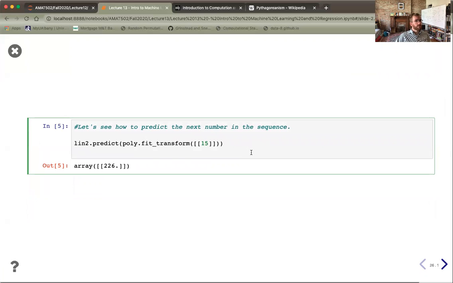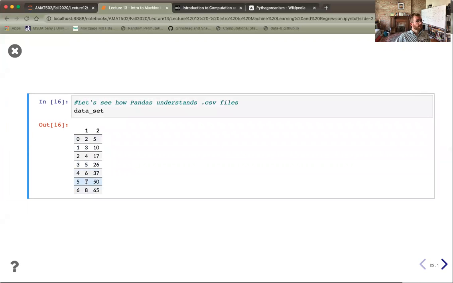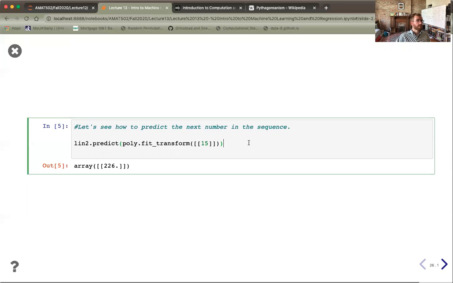Now, what happens when I do this prediction step in my train model predict using pandas, where I've done this transform, and I want to ask, well, what's the next number in the sequence? So if you're paying attention, I had, all right, 7, 8. I can see what happens when I plug in x equals 15. Tells me it's 226.